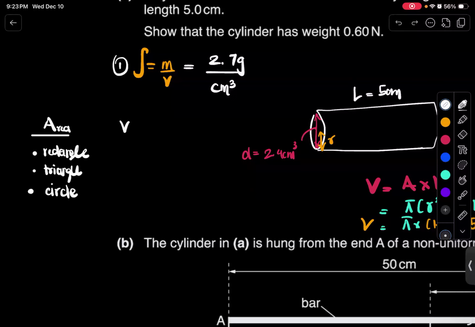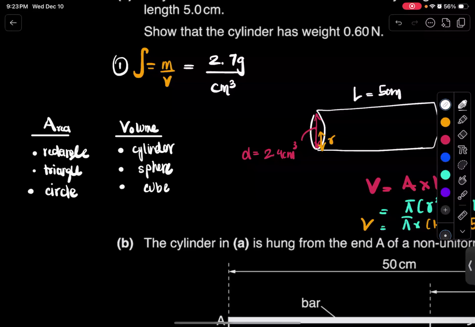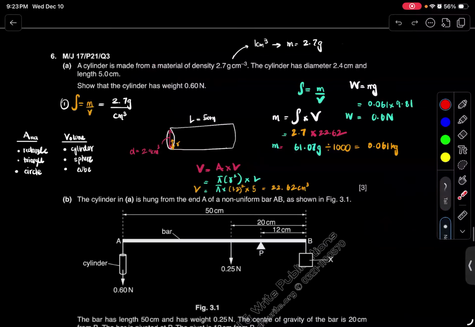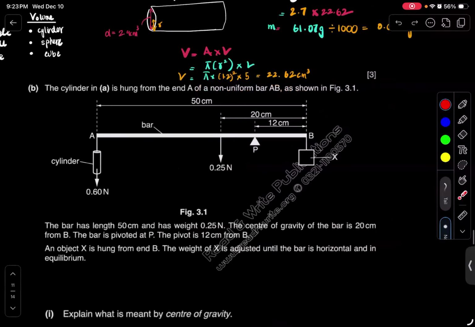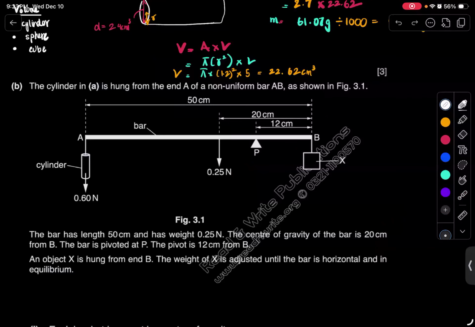And then volume. We use volume more than area. The first and most important one is the cylinder, which is the one most often used. The sphere is also very commonly used, and the cube. So make sure you memorize the volumes and areas. There are shortcuts to this, but that'll take too much time, so it's better if you memorize it.